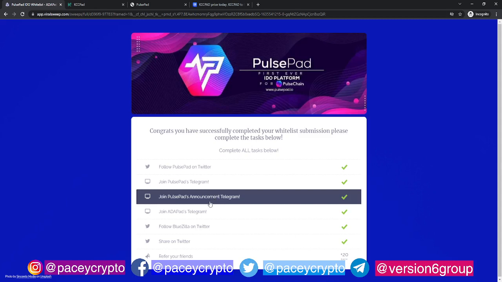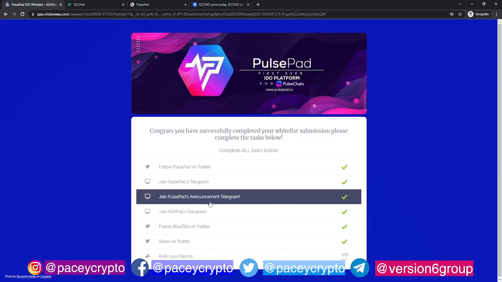Now, here's what Bluezilla does with these platforms when they run the whitelist. Not every platform gets a whitelist, by the way. Not every IDO gets a whitelist. It's really only their Bluezilla-based platforms that get the whitelist, right? If you guys notice that, whenever they're launching their launchpad IDOs, that's the only time you ever see the whitelist thing come up, right?